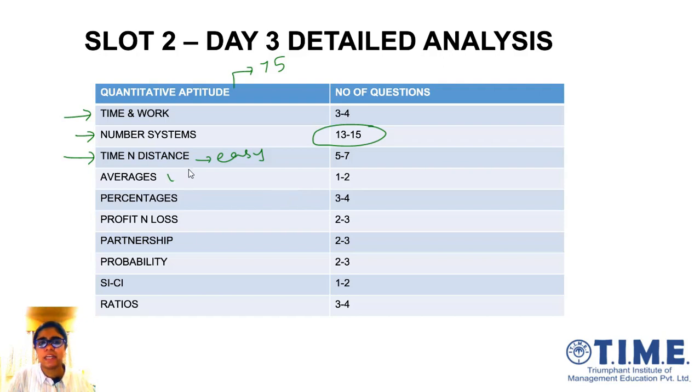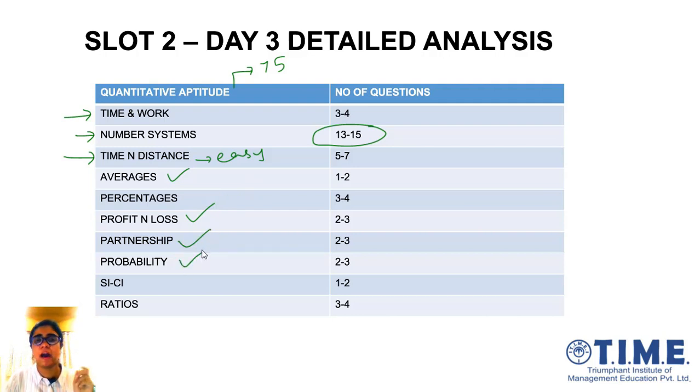Averages, manageable questions. Percentages, our normal percentage questions. One value is increased by 20%, then increased by 30%. What is the percentage increase? Those kind of questions were asked in percentages. Profit and loss also had selling price given, profit percent given, cost price asked, straight questions. Partnership was also manageable and easy.